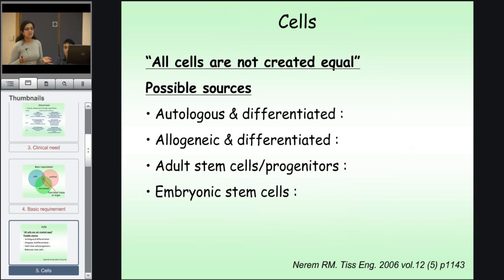As we know, all cells are not created equal, and the possible sources for cells include autologous and differentiated, allogeneic, and adult stem cells or progenitor cells, or embryonic stem cells. All of these cells can be combined together with a scaffold to produce functional tissue. However, depending on where you want to put that functional tissue at the end will determine whether you will end up using strong immunosuppressive drugs or not. And for those of you who perhaps don't quite understand the terms, autologous is your own, allogeneic is from the same species.